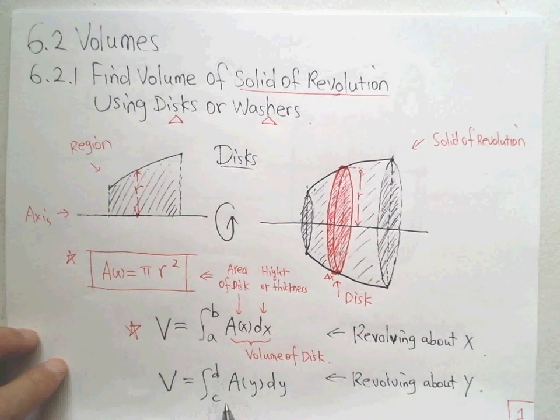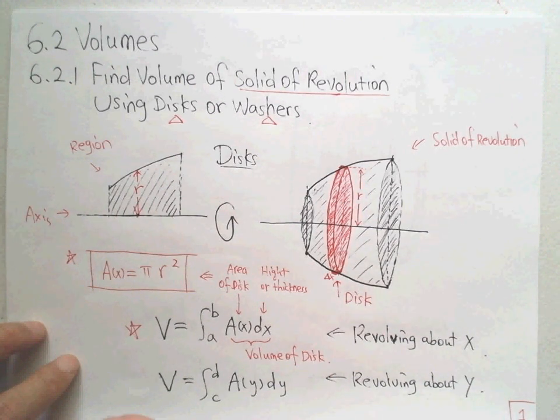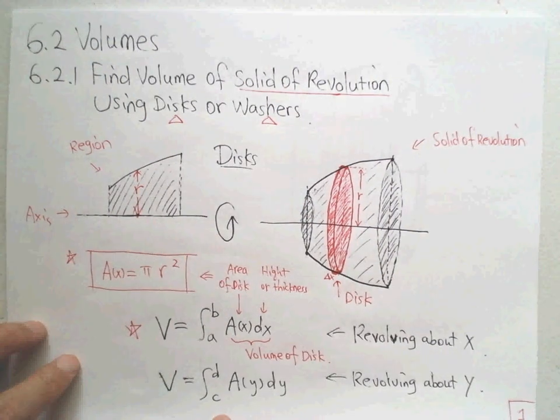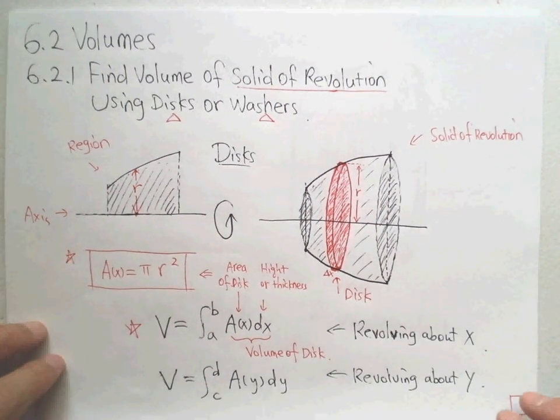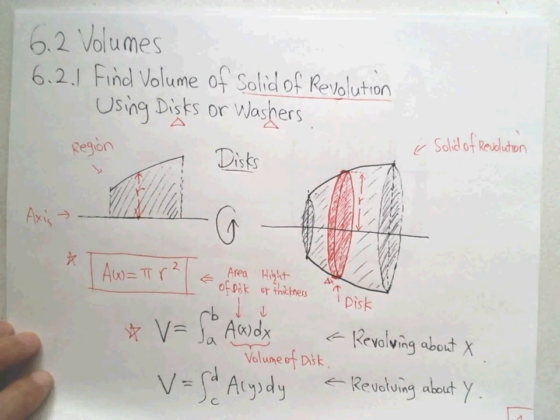Okay, so they are the same. Okay, so they are similar at least. This is the area of the disk, and times dy is the thickness of the disk, and this time it is a horizontal disk. Put it together means integration from C to D. Okay. This is the first one, the disk method. I hope you get the idea.